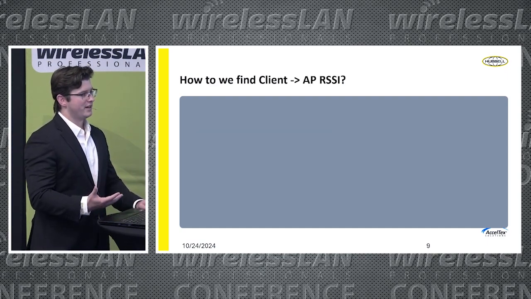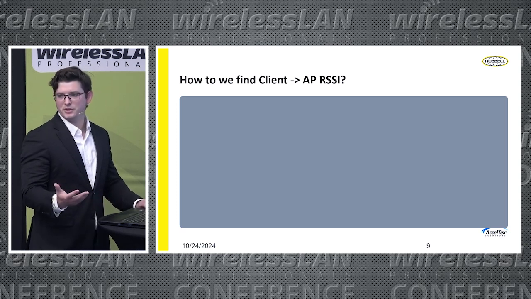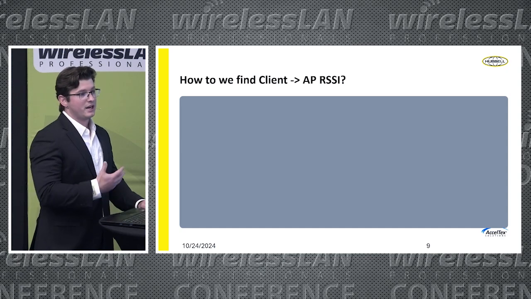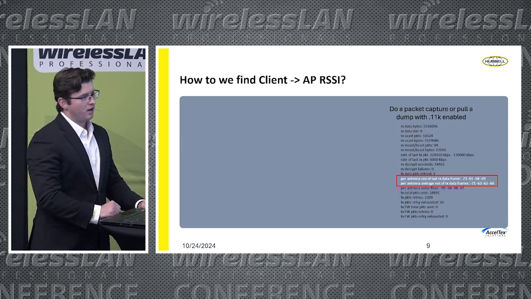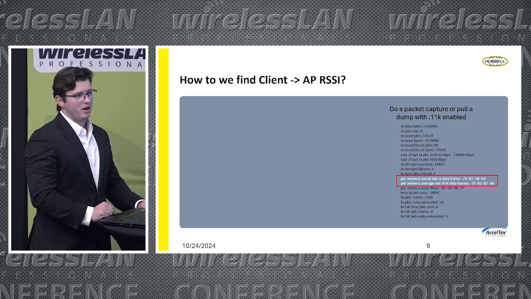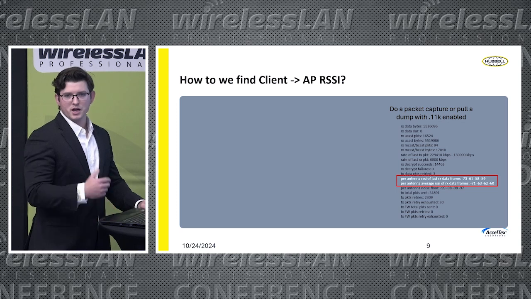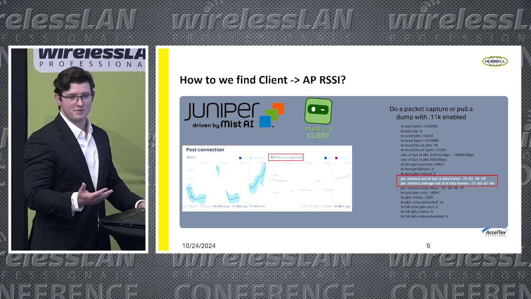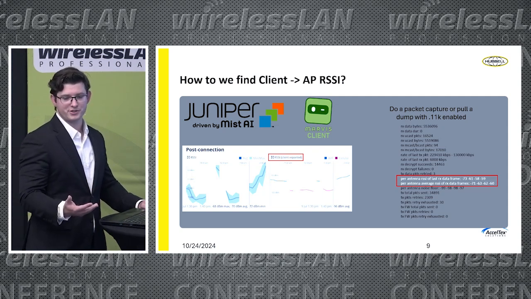So if we can't find it by using these tools, what do we do? How can we actually get this information to be able to see the problem and see how to address it? The easiest way and the most universal way is you can either do a packet capture with a device that has .11k enabled, or you can just grab a dump from your back end. Or some vendors have specific tools that let you see this information.